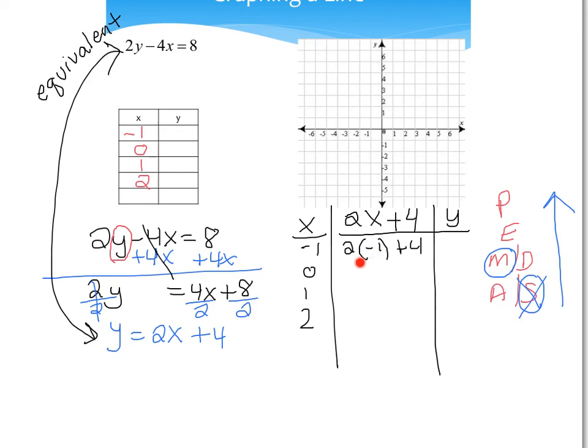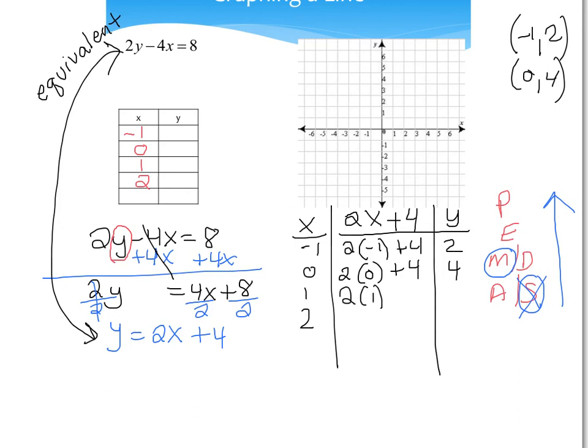So 2 times -1 is -2. -2 plus 4 is +2. So we've got one ordered pair, -1, +2. Now let's put in 0 for x. 2 times 0 is 0 plus 4 is 4. So we have 0, 4 is another ordered pair. And let's put in our x equal 1. 2 times 1 is 2, plus 4 is 6. So we have another ordered pair, 1, 6.